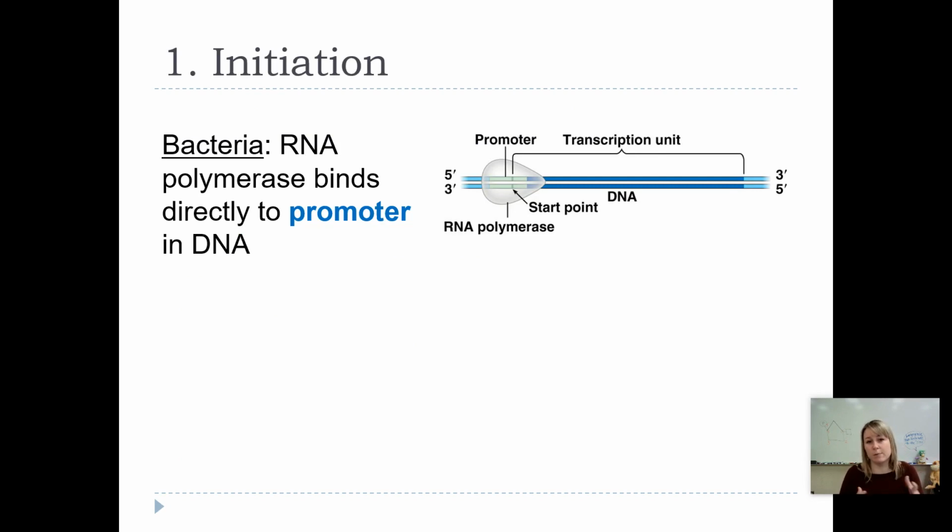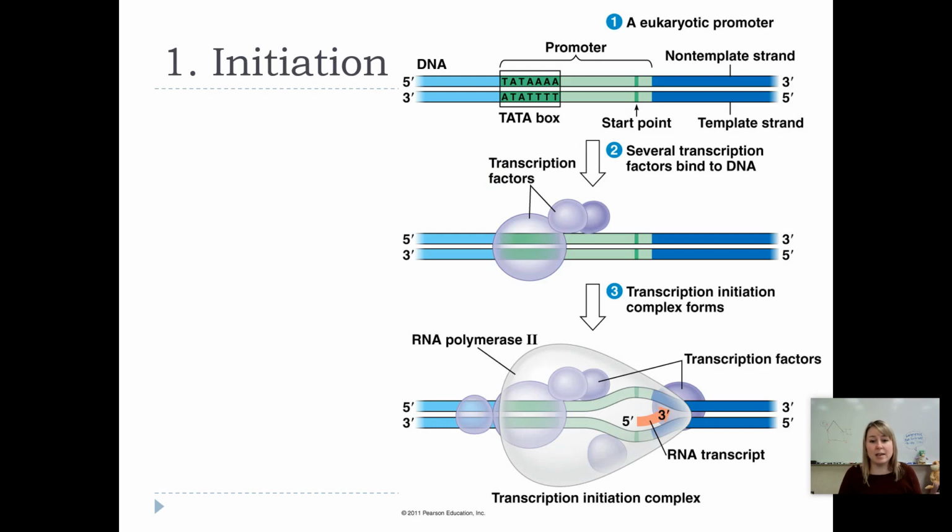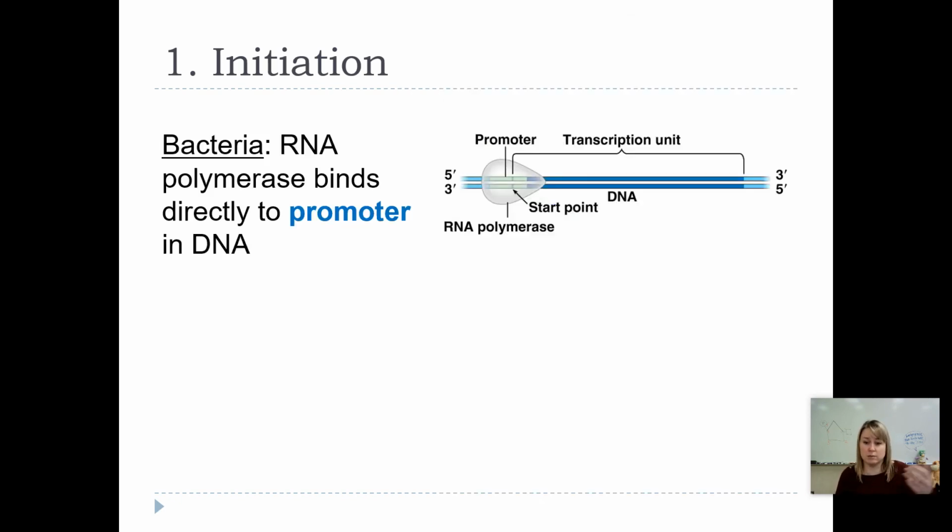RNA transcription, or the making of it, can be broken down into 3 parts: initiation, elongation, and termination. Initiation is very simple in a bacterial cell. The RNA polymerase is floating around. It will attach to the start of a gene at something called the promoter sequence. And then it just goes, right? So going back a slide, it just reads in that direction, building 5' to 3', reading 3' to 5'.